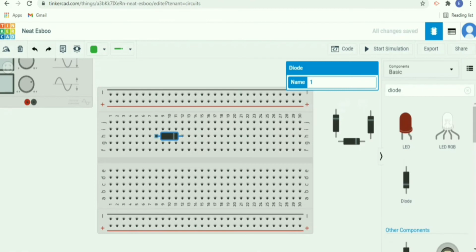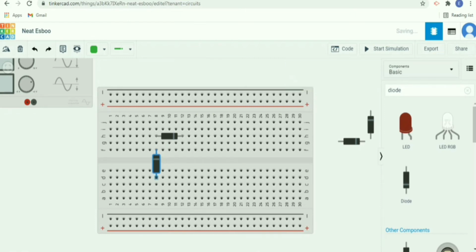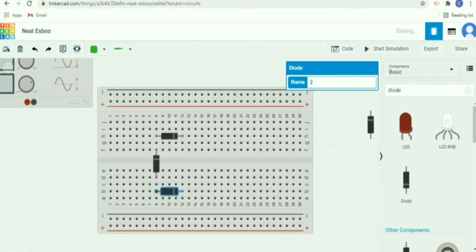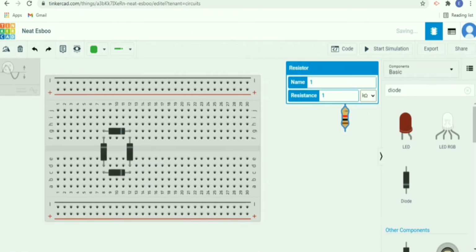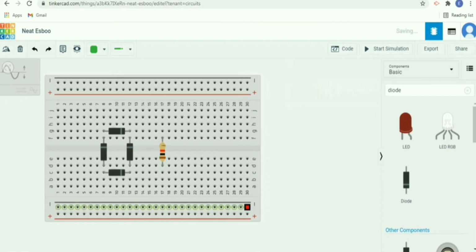Diode D1, diode D3, as the cathode of D3 and the anode of D1 are connected together. Similarly, D3 anode and D2 anode are connected together. This is the load resistor.